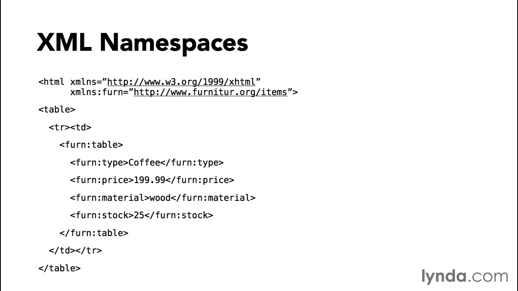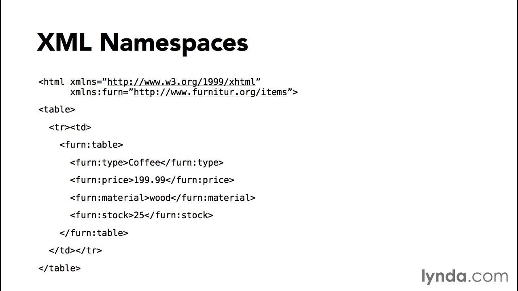Now, the first xmlns definition, the one without the colon, is called the default namespace. Any tag that doesn't have a prefix in front of it is assumed to be in the default namespace. So here in the HTML document, if there's a tag that appears in HTML and there's no prefix, then the browser will just assume that that's part of the HTML definition. So here's how you would use this.